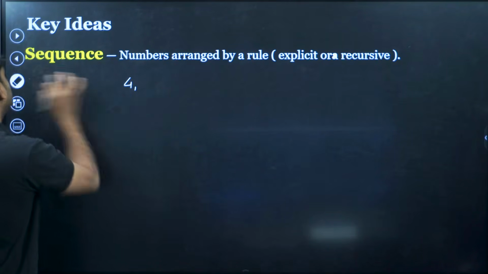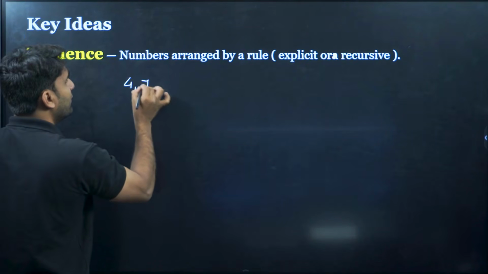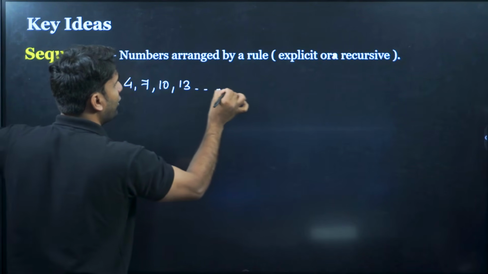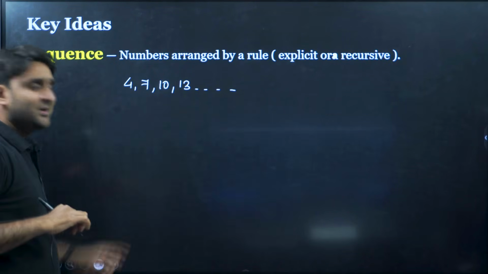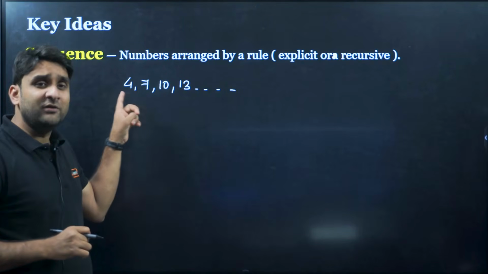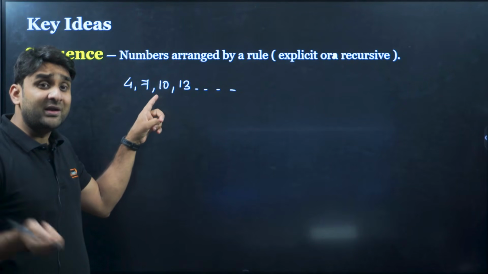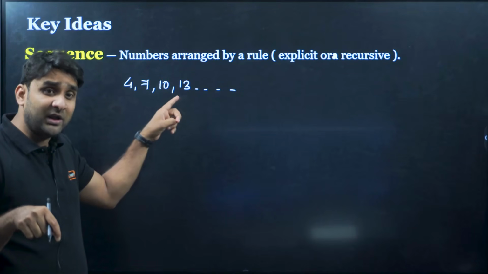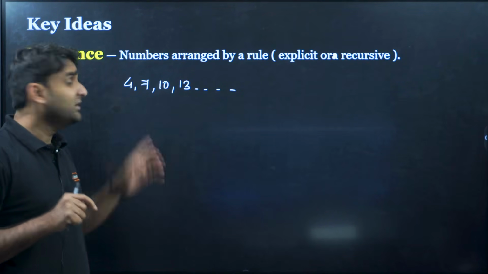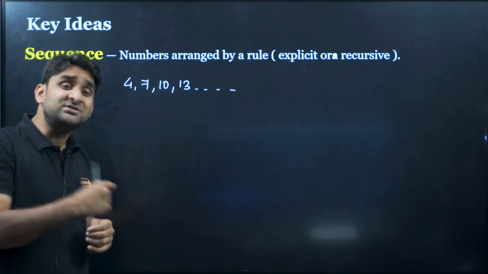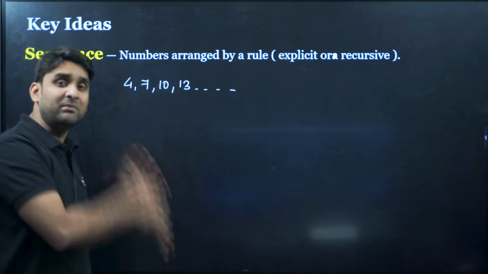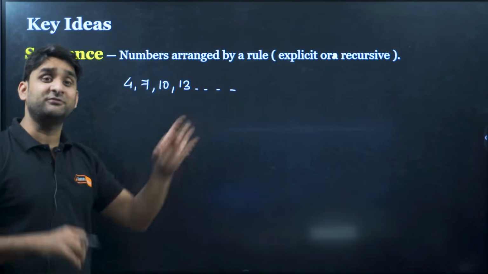4, 7, 10, 13, and so on. Now look at the numbers. The given numbers are following a pattern. When we add 3 to 4, we get 7. When we add 3 again to 7, we get 10. When we add 3 to 10, we get 13. So these numbers are following a systematic pattern, a rule. There is no number which is randomly picked up. All the numbers are following a rule.